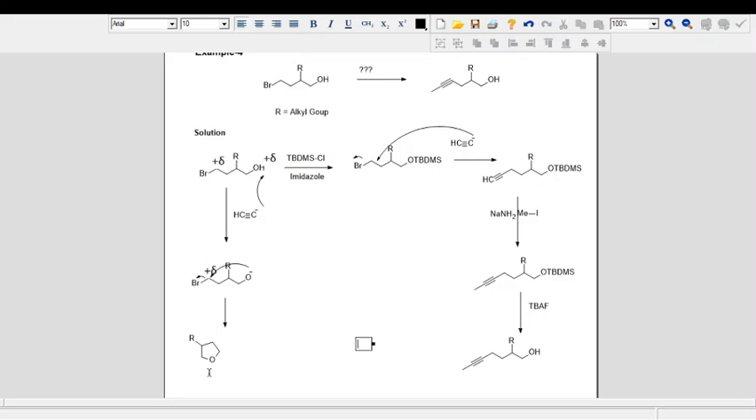Definitely we were not looking for formation of tetrahydrofuran. Our aim was to synthesize this molecule. And with the formation of this tetrahydrofuran, we cannot move further for our desired product synthesis. So one thing is now clear in our mind: we must protect this hydroxyl group to move further for our desired synthesis.